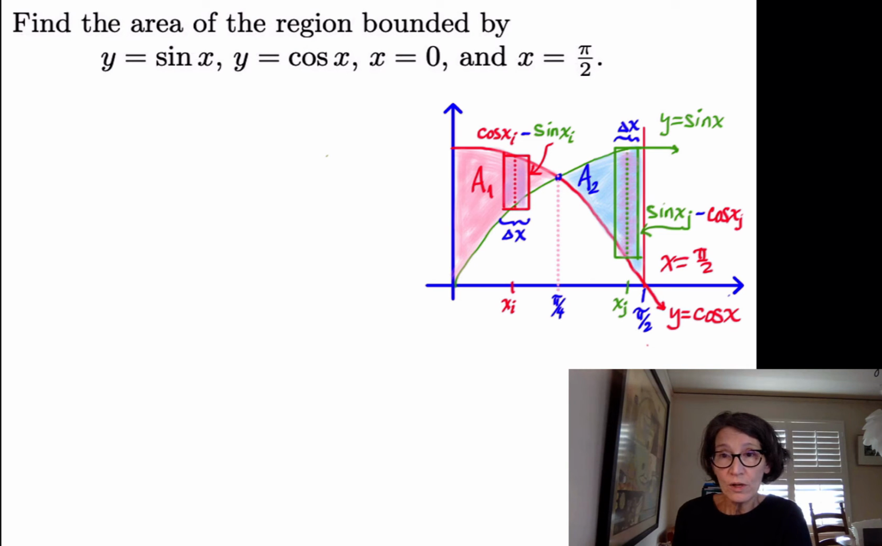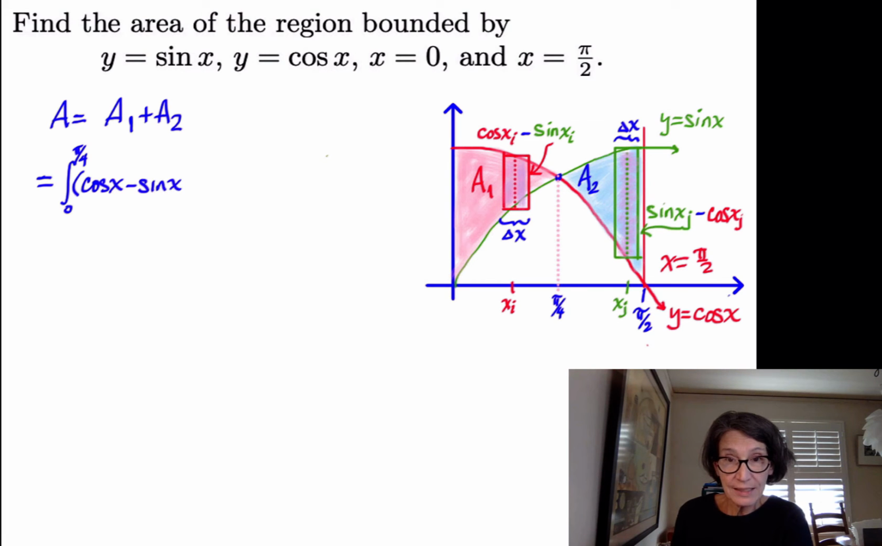That means the first area is going to be the integral from 0 to pi over 4. The second area is going to be the integral from pi over 4 up to pi over 2. So let's set it up. The area we're looking for is going to be area 1 plus area 2. Area 1, as we said, is the integral from 0 to pi over 4 of cosine of x minus sine of x dx. And then the second one is the integral from pi over 4 up to pi over 2 of the sine of x minus the cosine of x dx.